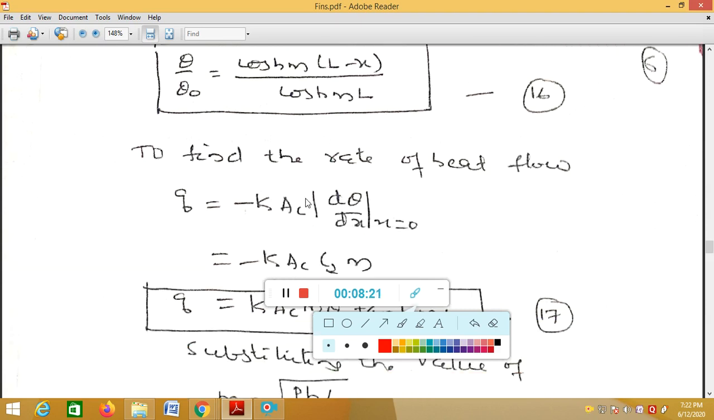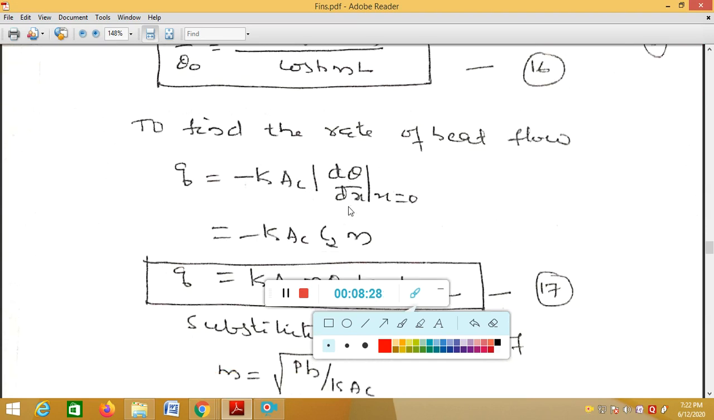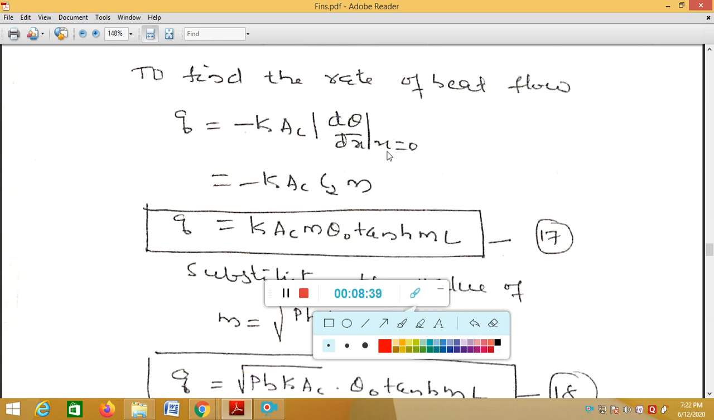We are interested to find out the rate of heat flow. What is the rate of heat flow? Q equal to minus k Ac d theta by dx at x equal to 0. What is d theta by dx at x equal to 0? It is C2 m.